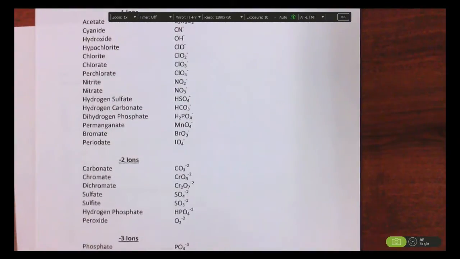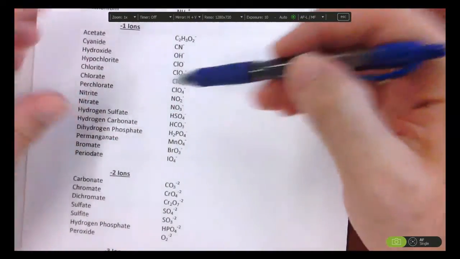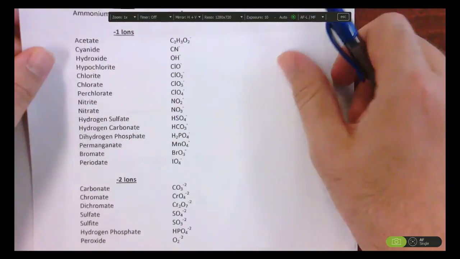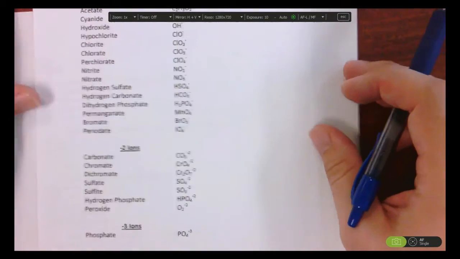On the polyatomic ion bingo, I'm going to do the same thing. I'm going to have some names and some elements and stuff like that. I'm going to draw random cards, and then you're going to mark off on your bingo card which one's which. However, if you don't know them, then it's going to be kind of hard to mark them off.